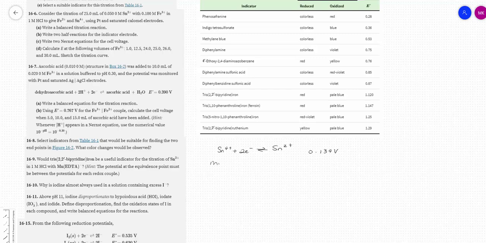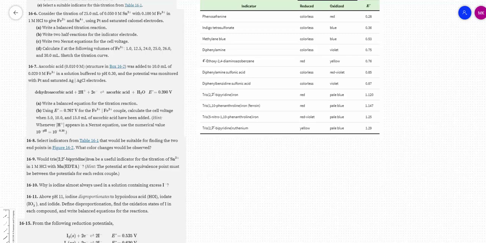And for the manganese EDTA, MEDTA, that standard reduction potential is 0.825 volts. So the endpoint is going to be between these two values. The tris 2 bipyridine iron here would not be a good choice because it's going to be way too high. So it wouldn't be useful for this titration.